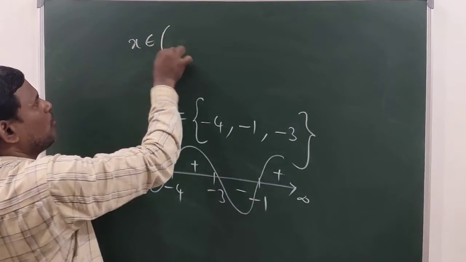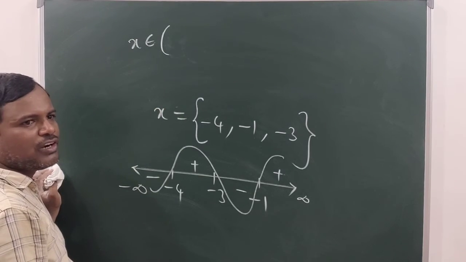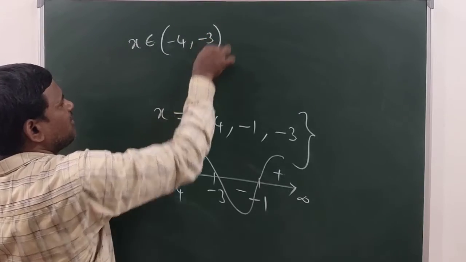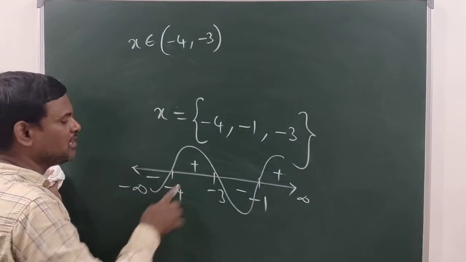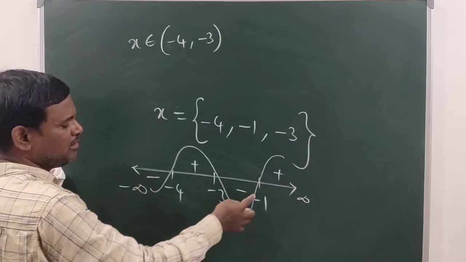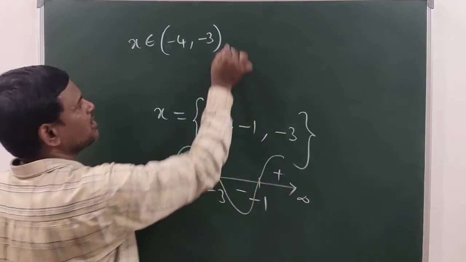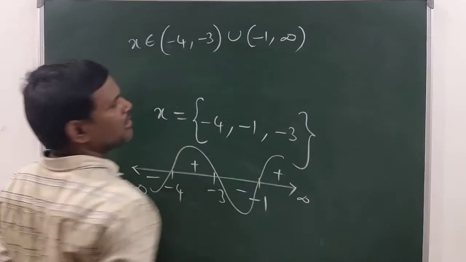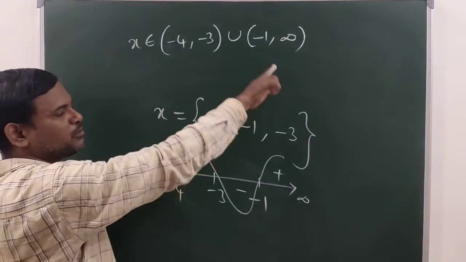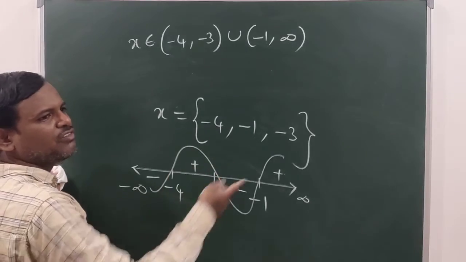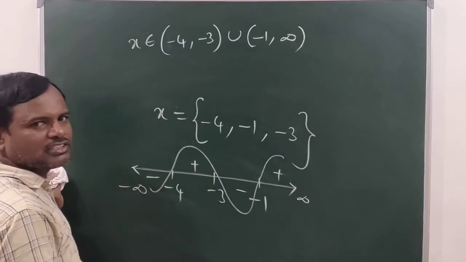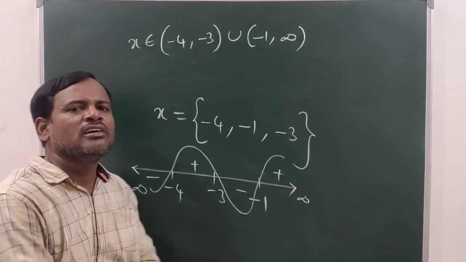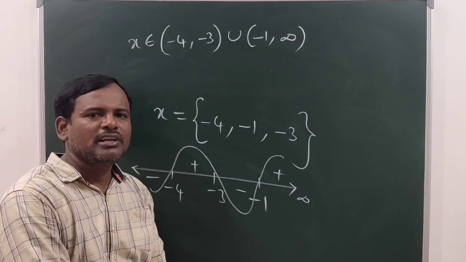X belongs to open interval of. So we want positive. Positive means where it is positive? Minus 4 to minus 3. In this interval, that wave is telling us positive. And here, where it is positive again, more than minus 1, union, so minus 1 to infinity. In this interval, if you take any x value and substitute in the given expression, that will be true for that x value. Hence, this will be our required solution set for the given rational polynomial inequation.